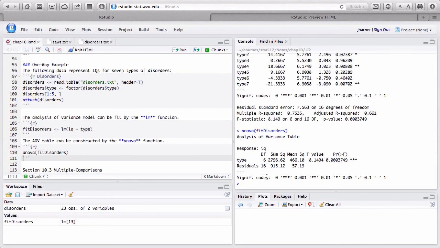So when I look at this, I have 23 minus A, which is 7, so I get 16 degrees of freedom. And the sum of squares of error, which is pooled over the 7 groups, is 915.1, and the mean squared divides the 915 by 16. And then we do our F test, and the F is 8.15, roughly. And notice the p-value is extremely small, 0.0003. It's about 3 in 10,000.